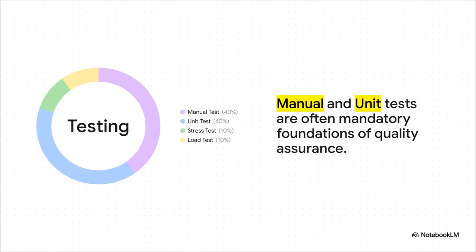And here are a few of the common ways we do that. Sure, stress tests and load tests are great for seeing how things hold up under pressure, but look closely. Manual tests, where a real person clicks through everything, and unit tests, which are automated checks the developers write. Those are mandatory. They are the absolute, non-negotiable foundation of a quality product.